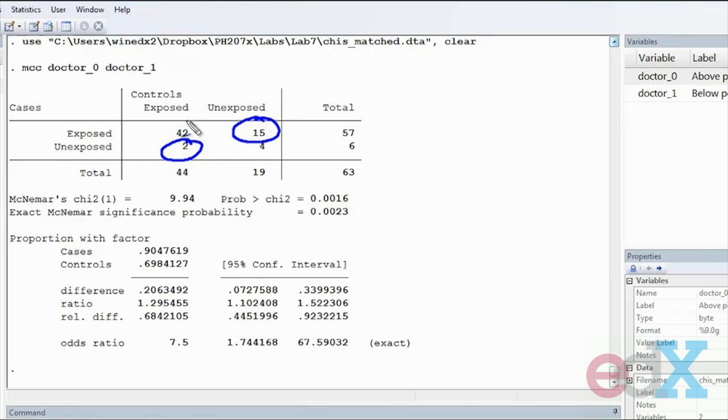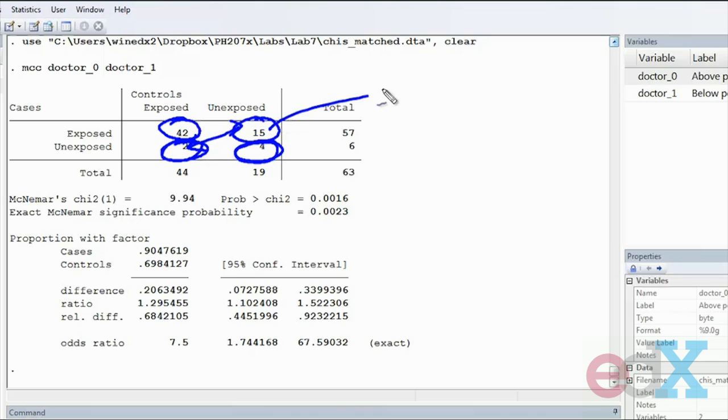So it's those for whom either, these guys, it would be both of them went to the doctor in the past 12 months, regardless of poverty status. In these pairs, neither of the paired individuals went to the doctor in the past 12 months. But these guys are the ones where they had discordant outcomes. So this cell that's 2, that means that there were 2 pairs for whom the individual above the poverty line didn't go to the doctor, but the one below did go to the doctor.